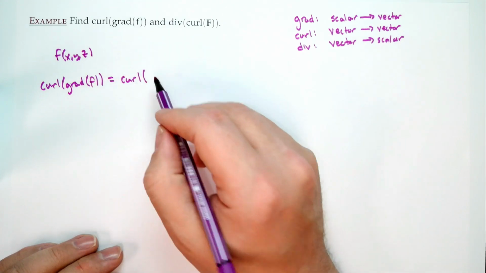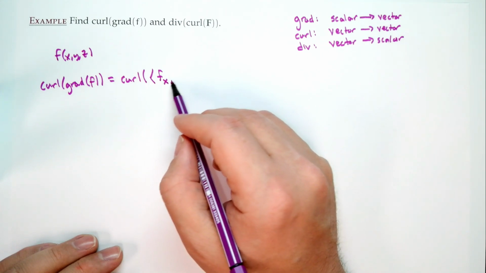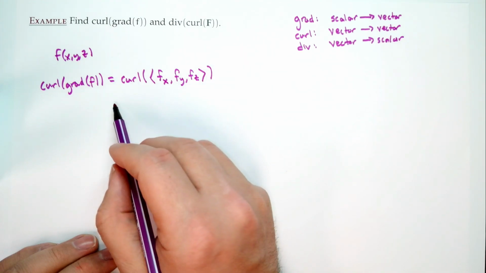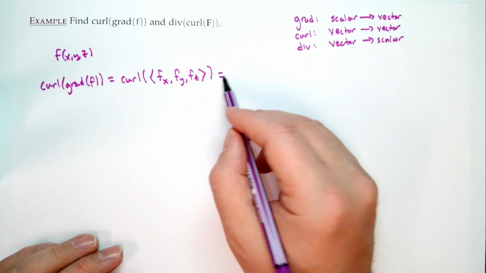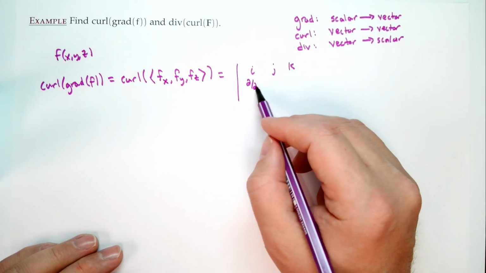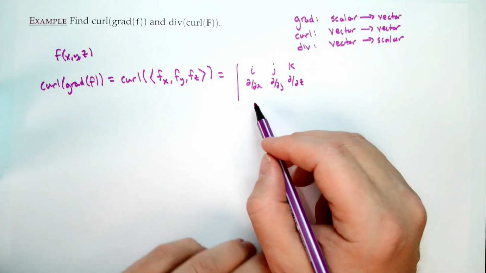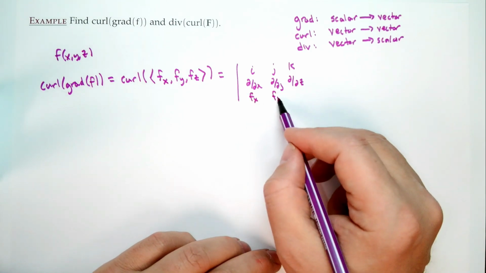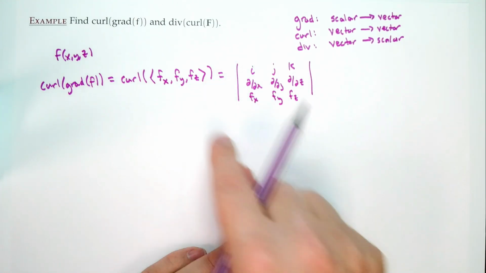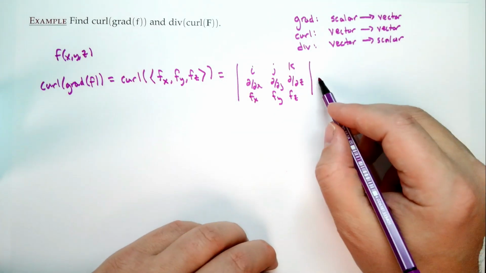Now, when I take the gradient, that's the vector of partial derivatives. So I'm going to use subscripts: f sub x, f sub y, and f sub z. So what is that? Well, i, j, k; partial x, partial y, partial z; f sub x, f sub y, f sub z. This last row is what the curl is coming from. The middle row is the partial derivatives. The first row is your vectors i, j, k.